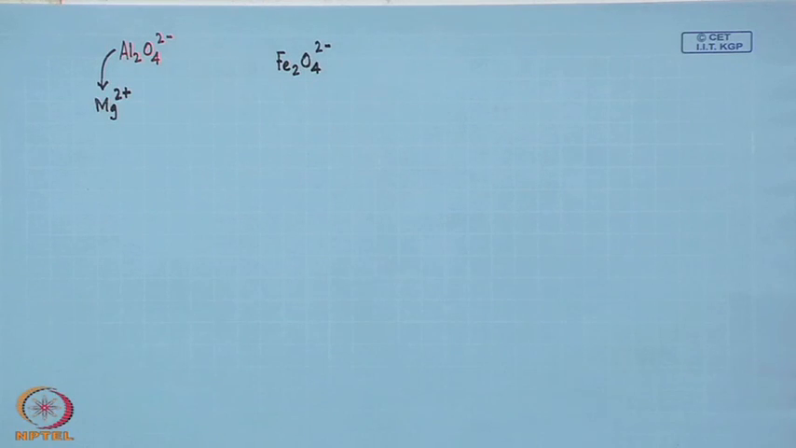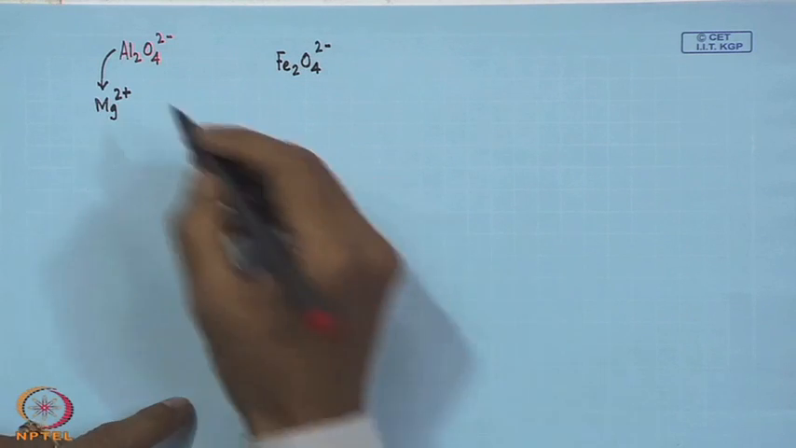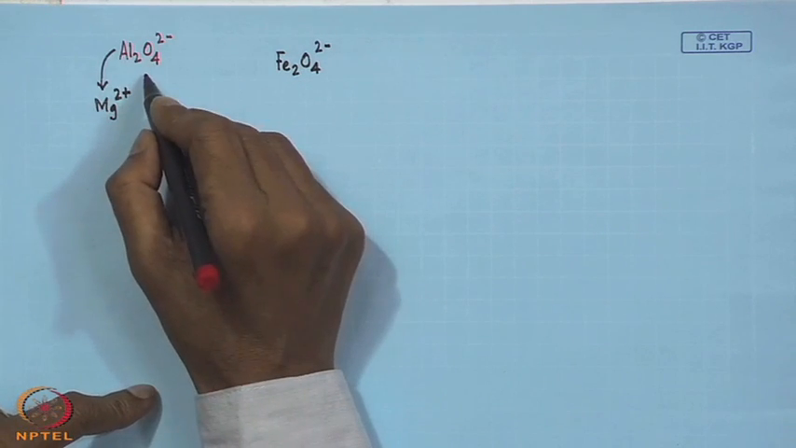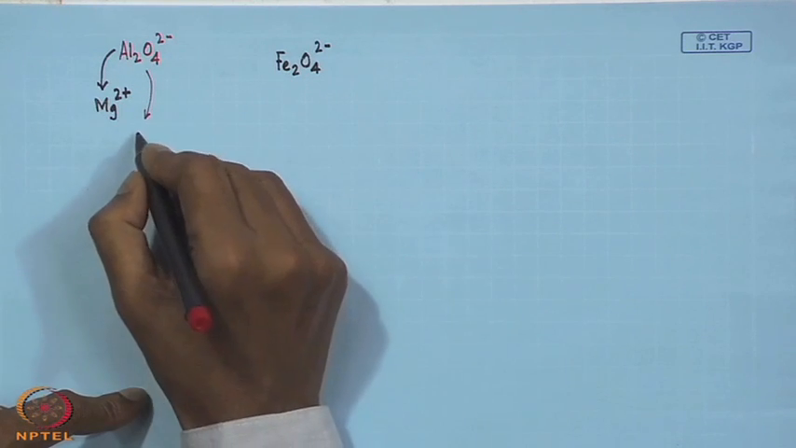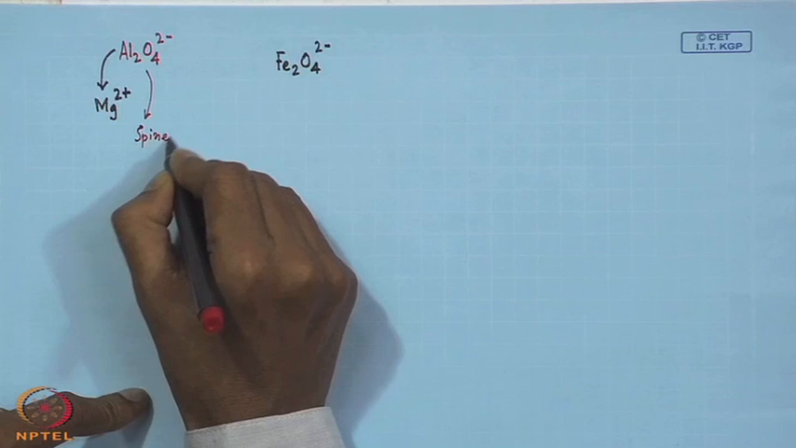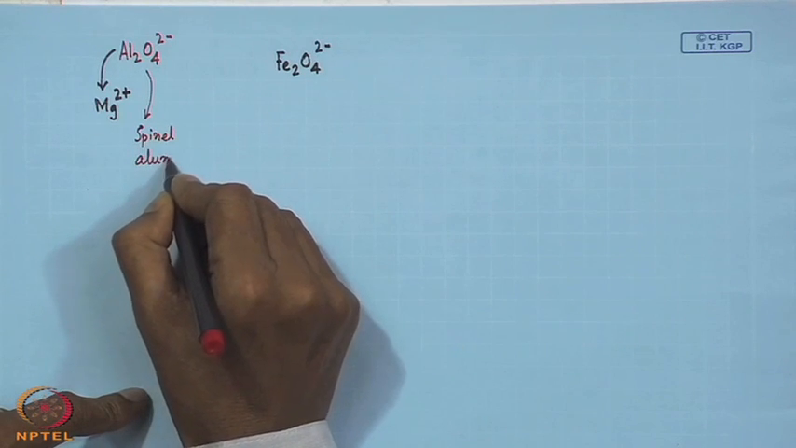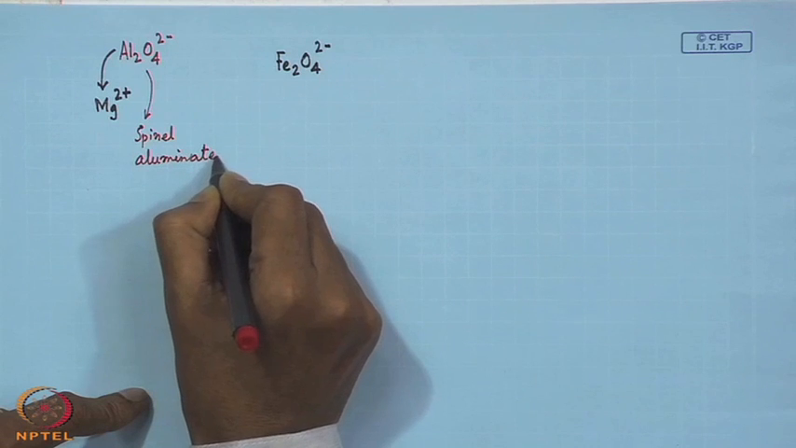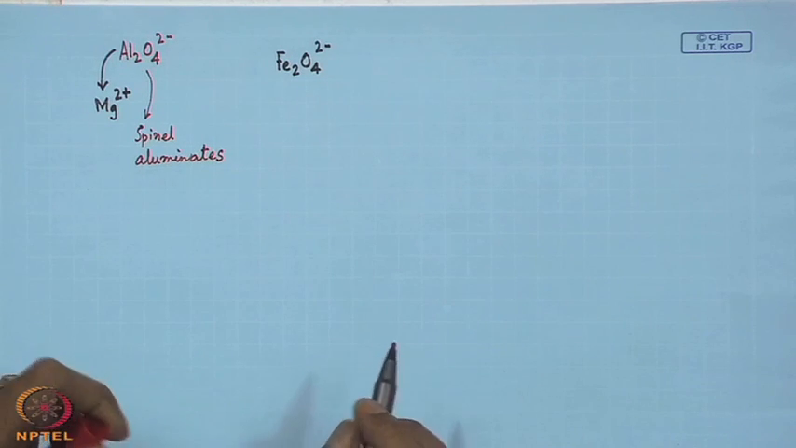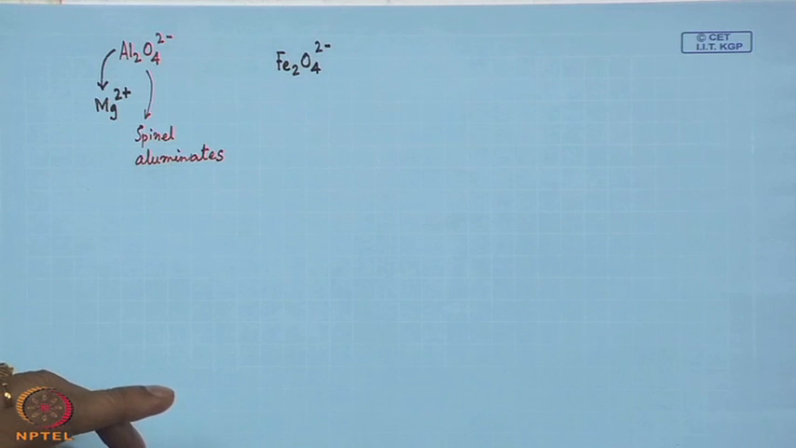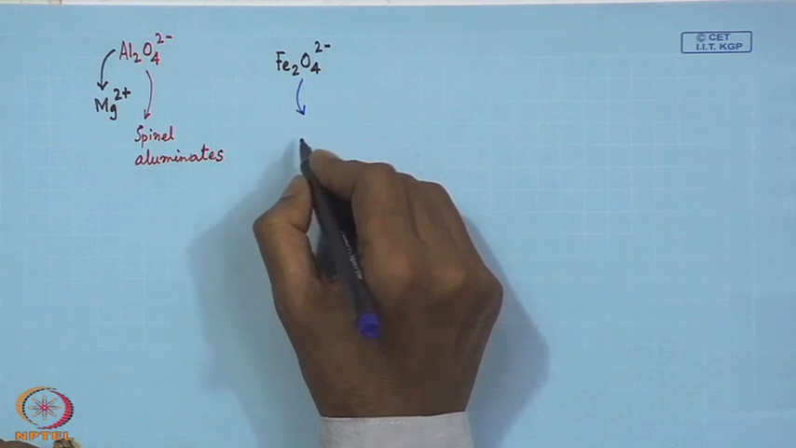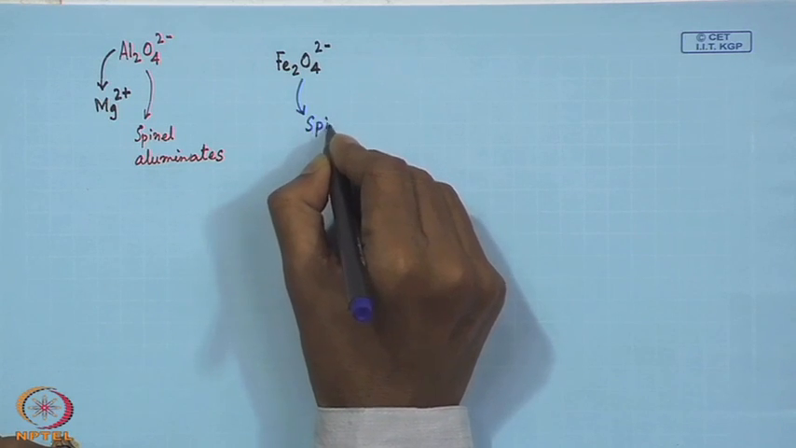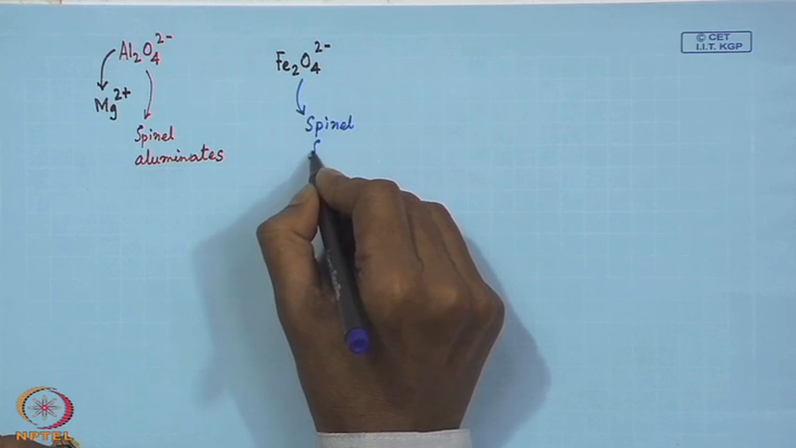Since it is based on iron, these spinels, the spinels which are based on aluminum oxides or alumina, can be considered as the corresponding spinel aluminates. These are spinel aluminates, and here we can have the same thing for spinel ferrites.